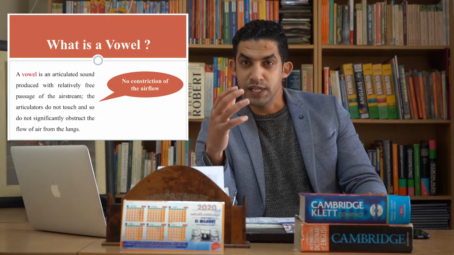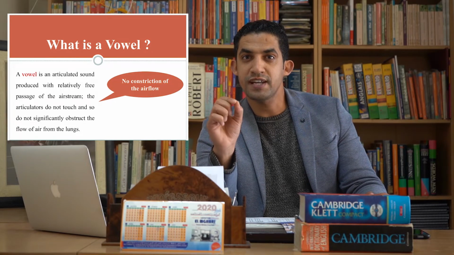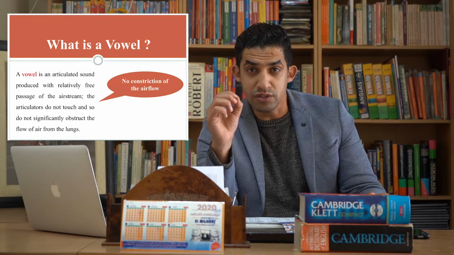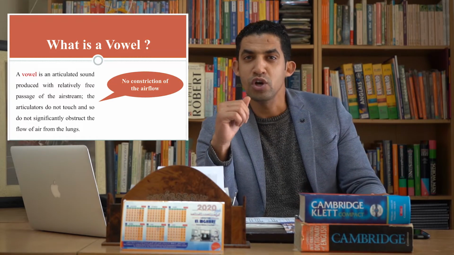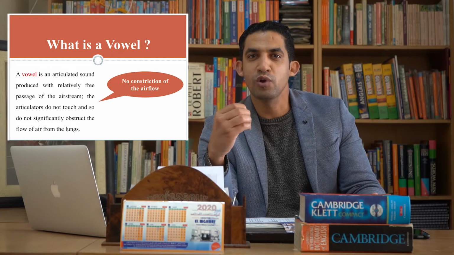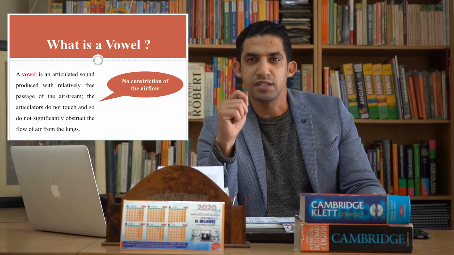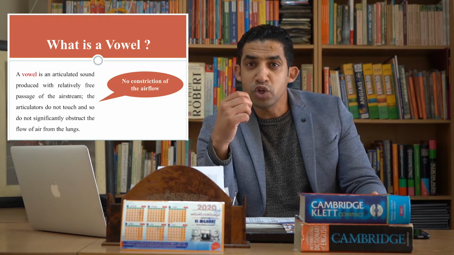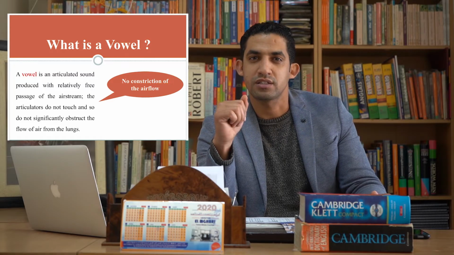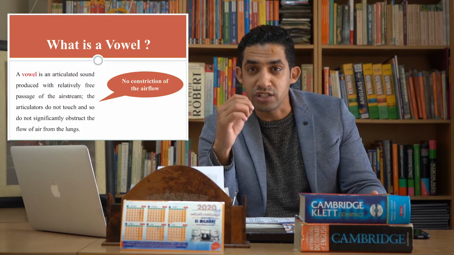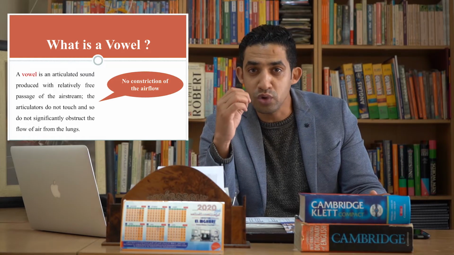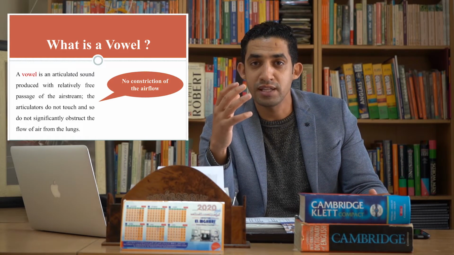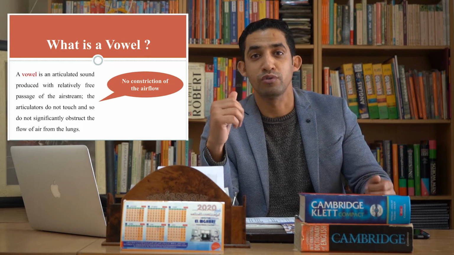So what are vowels? Here is a very simple definition of what we mean by a vowel. A vowel is an articulated sound produced with relatively free passage of the airstream. The articulators, in fact, do not touch and so do not significantly obstruct the flow of air from the lungs. This means that during our production of vowels, the articulators do not block the airflow in the vocal tract. So there is no airflow constriction, there is no airflow blockage or obstruction. That's exactly what it meant by the opening of the vocal tract.